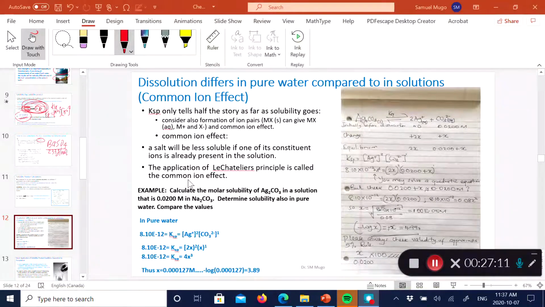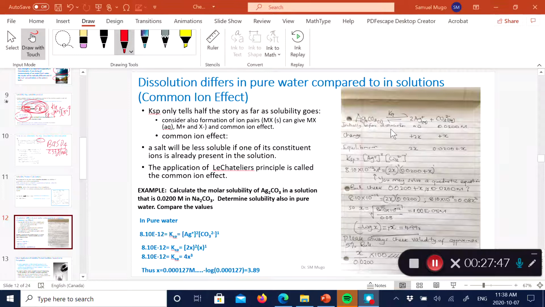When you take a salt and dissolve it in a solution that already contains one of the constituent ions of that salt, the solubility changes. I'll give you an example. You've been asked here to calculate the molar solubility of silver carbonate in a solution that is 0.2 molar of carbonate. And so determine the solubility in pure water and compare it to the solubility in this solution.